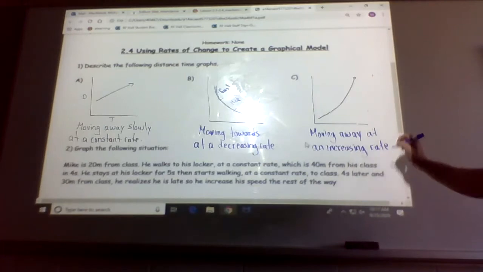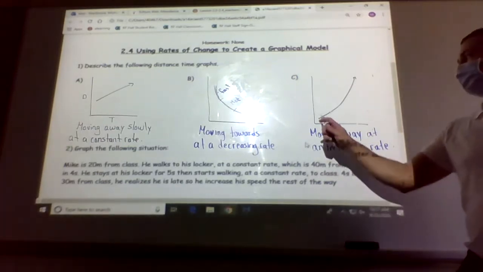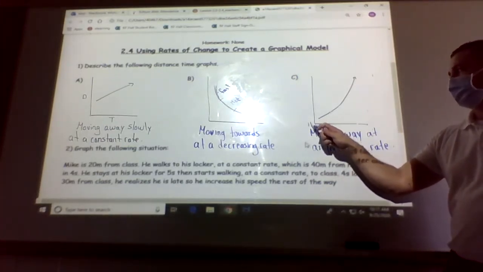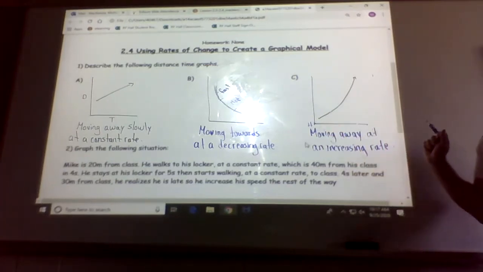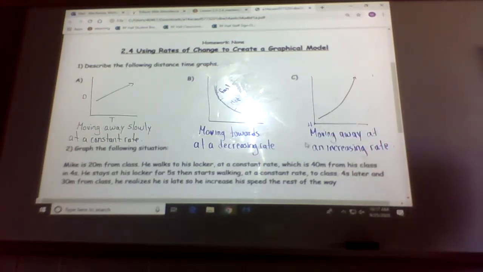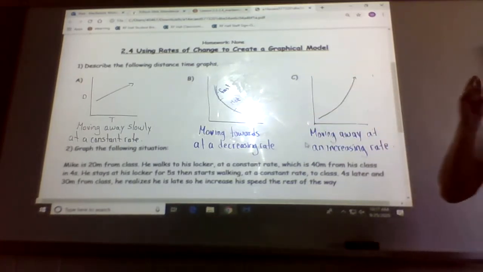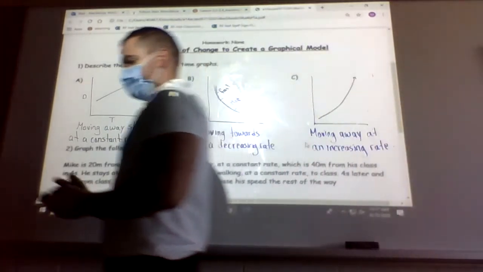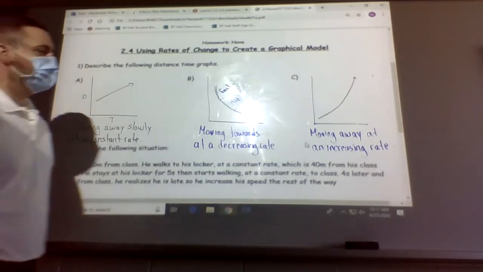Okay, there's a couple in the homework that ask you to just describe it. If they gave you something, like if they said this was your house here at 0, 0, you can say moving away from your house at a constant rate or at a decreasing rate. But for this, it didn't specify anything, so we just give direction and speed. Good so far? Okay, just one more example.